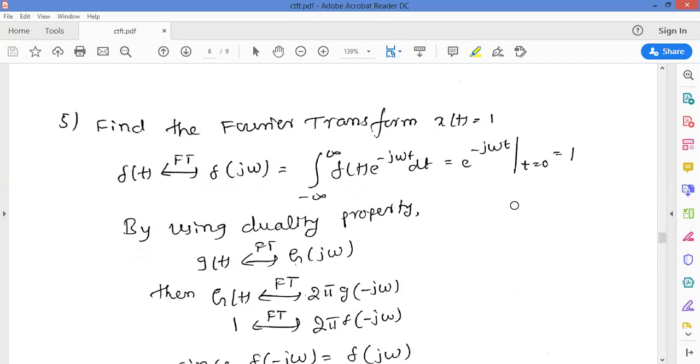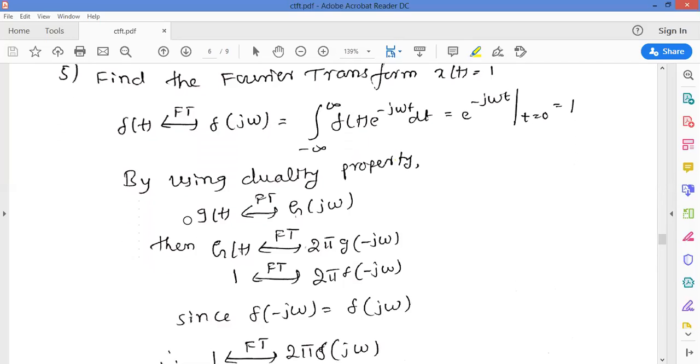By using the duality property, what we say: when g of t Fourier transforms to G of j omega. Any doubt you have? Any doubt?